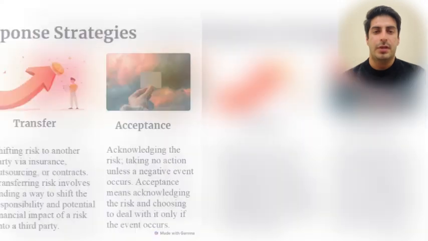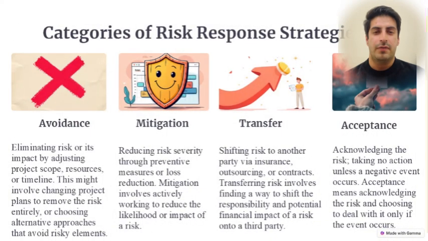Let's jump to the next topic, which is the categories of risk response strategies. Let's look at the main categories. First one is risk avoidance. Risk avoidance involves removing the risk or its potential impact by modifying the project scope, resources, or schedule. This could involve updating project plans to remove the risk or using alternative strategies that avoid risky elements.